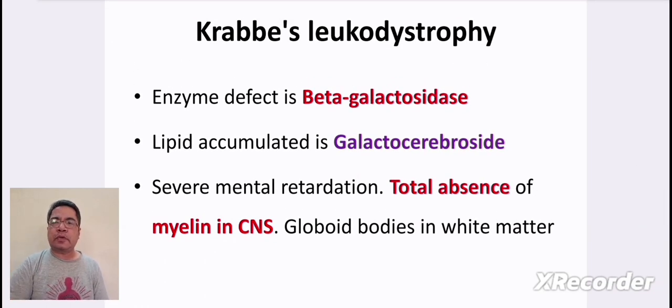Krabbe's leukodystrophy. Enzyme defect is beta-galactosidase. Lipid accumulated is galactocerebroside. Severe mental retardation, total absence of myelin in CNS, and globoid bodies in white matter are seen.